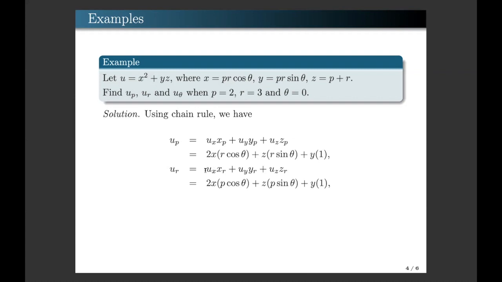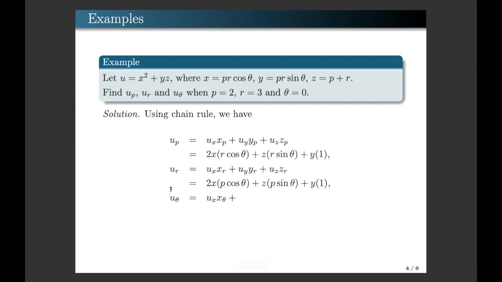So again, we have the partial of u with respect to x, that's 2x. But now, the partial of x with respect to r, when we look at this expression here, is p cosine theta. Again, the partial of u with respect to y is z, but this time the partial of y with respect to r, looking at this expression, gives us p sine theta. Then we have the partial of u with respect to z equal to y, multiplied with the partial of z with respect to r. When we look at this expression here, that gives us 1.